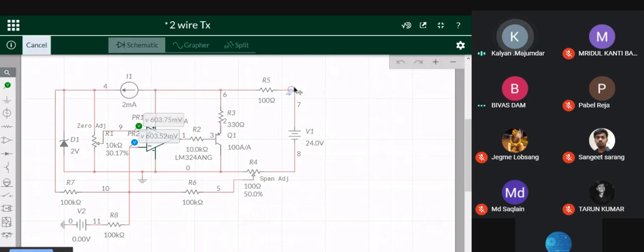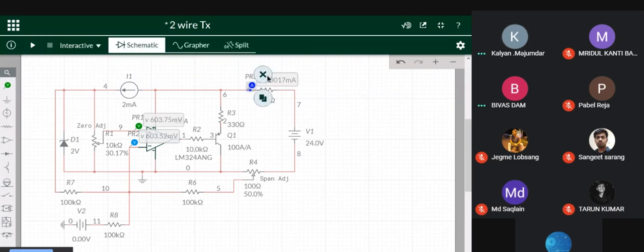To measure current, if you note, the current direction is to the right. We can place the probe here or here, it doesn't make any difference because they are in series.